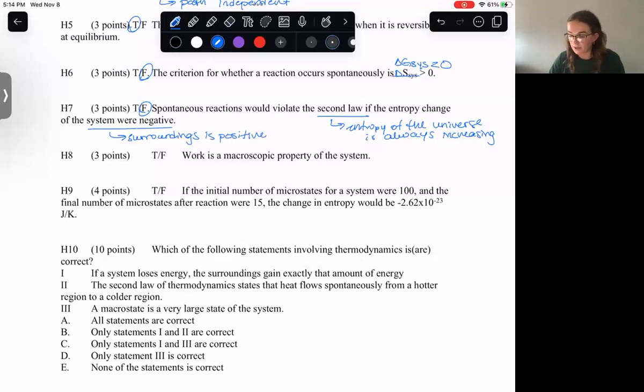And if the surroundings is positive, that means that the universe, systems plus surroundings, right, will have increased entropy. And so it would actually support the second law. There are also cases where delta S is negative, but you still have a spontaneous reaction because you're contributing more to the disorder of the universe. Okay, does that make sense why 7 is false?